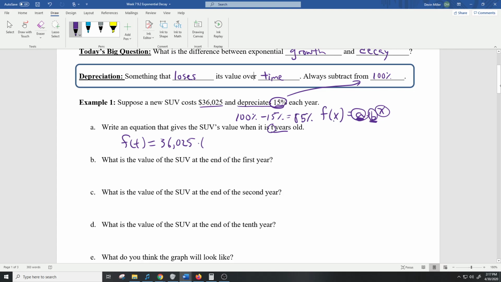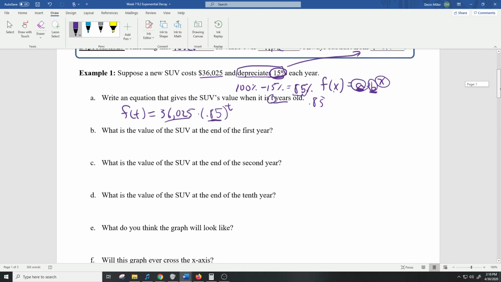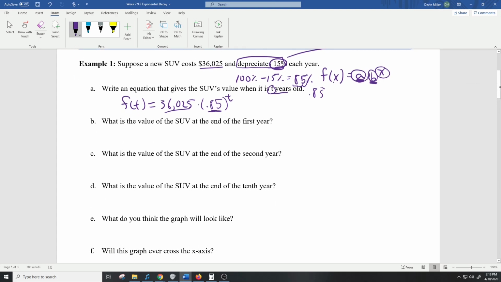We're not going to put 85% in as our number. We're going to change that to a decimal. Remember, you move that over twice, so it's going to be 0.85. That'll be raised to the t power, because that's your variable. So your starting point is $36,025, that's how much it costs to buy the car. And the value it's actually holding is 85%, which also means it's depreciating 15% each year. So this is the formula we're going to use to answer the rest of the questions here.